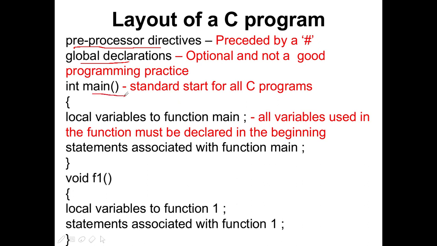So how do we indicate to the system that it is a function? You will write a name followed by a set of parentheses. Within the parentheses you can pass parameters, which we will discuss later. But for the time being, just understand that main is the function name that will be searched by the system. When you want to execute the C program, there should be a main; it will be the starting point.